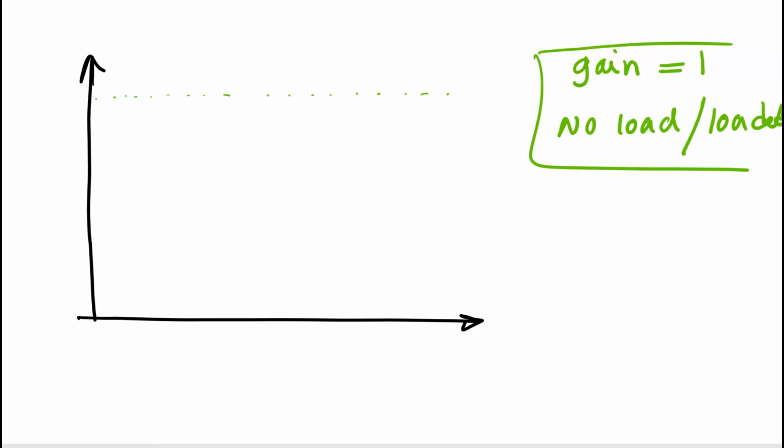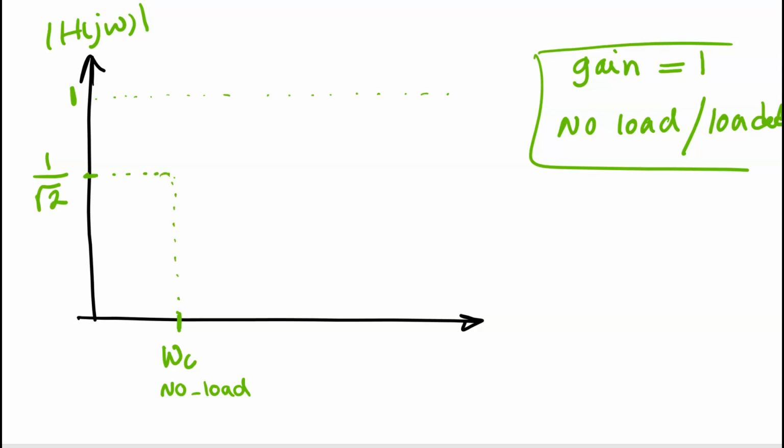Let's assume that here I have omega C for the no load filter, which means if the maximum magnitude of H at j omega is equal to 1, then the magnitude at the cutoff frequency is equal to 1 over radical 2. Now, let's assume that this is the cutoff frequency of the no load situation. So then this is going to be my filter.